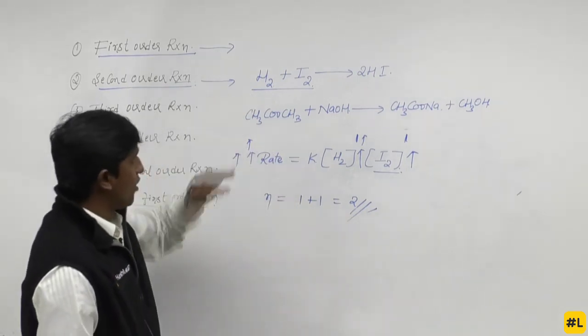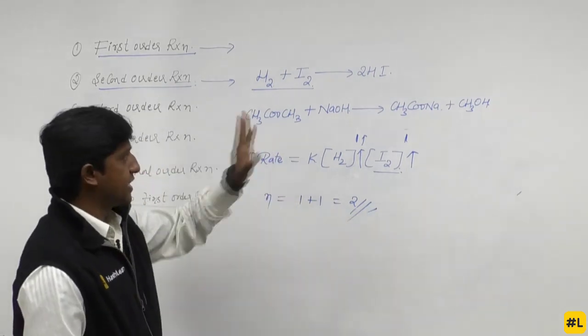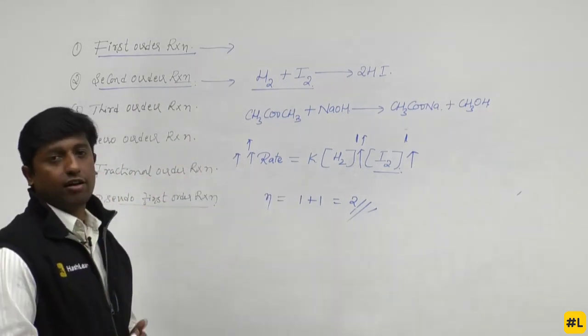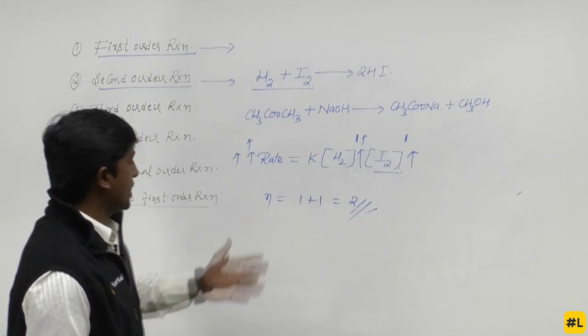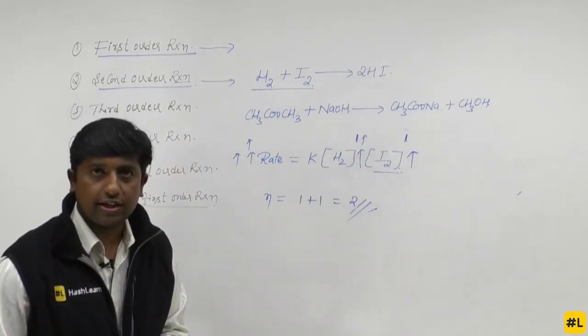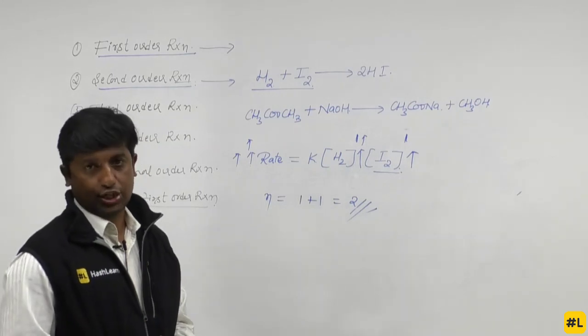So, the formation of hydrogen iodide is a second order reaction. Hence, how do we define a second order reaction? The reaction in which the sum of the powers of concentration terms is 2. That is what we call a second order reaction.